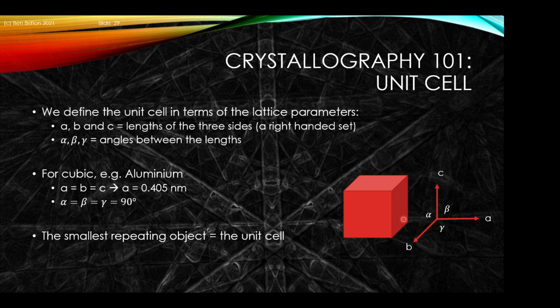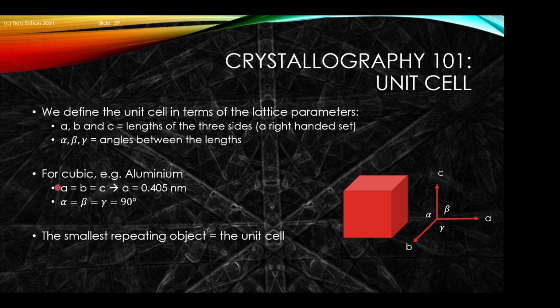So we describe the unit cell in terms of the lattice parameters. Specifically, we have 6 lattice parameters that are of interest. We have the lengths of the 3 sides. We form a right-handed set with A, B, and C. And we have the angles, which are alpha, beta, and gamma. Briefly, the alpha angle is the angle opposite the A vector. The beta angle is opposite the B vector, and the gamma angle is opposite the C vector.